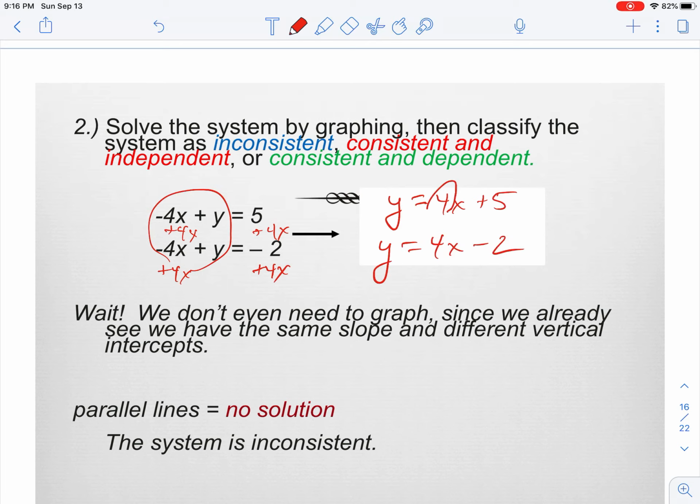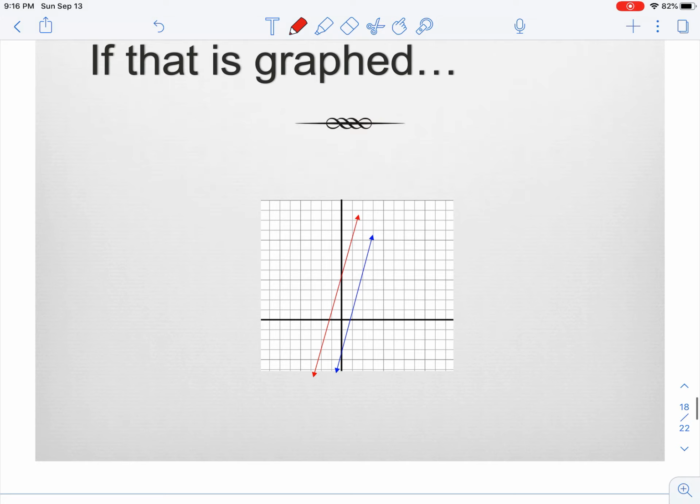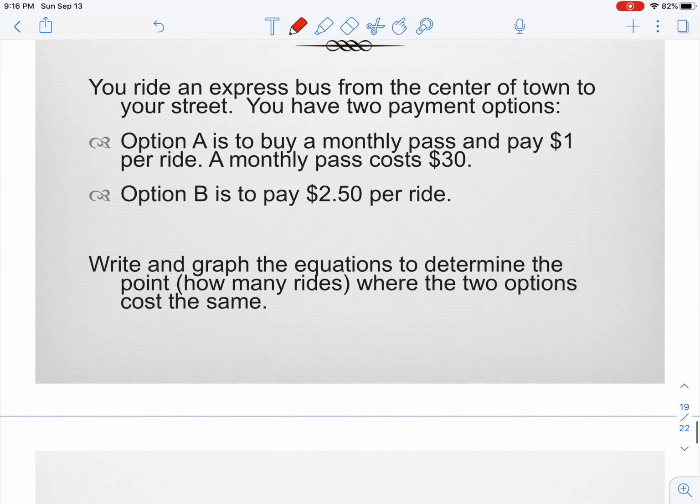What's the deal here? What does this indicate? They have the same slope. Do you remember what that means? They're parallel. So we don't even need to really graph it because they're parallel, which means that they are independent lines, but they never intersect. So it's called an inconsistent system of equations. They would look something like that if it's graphed.